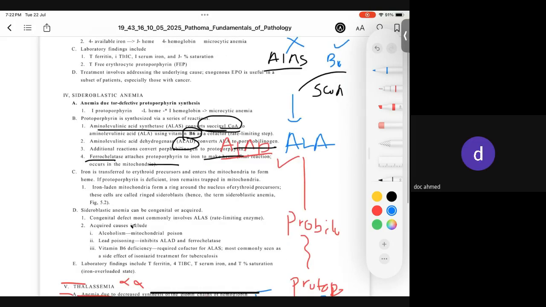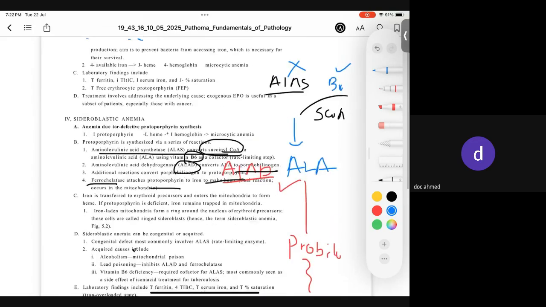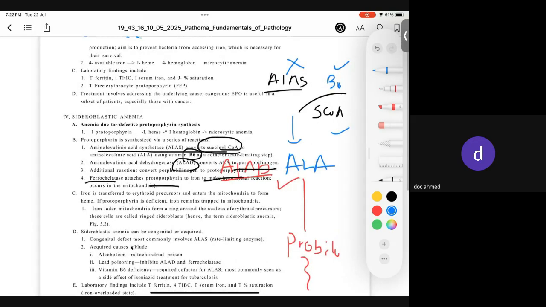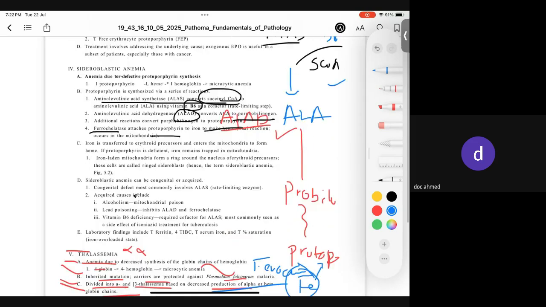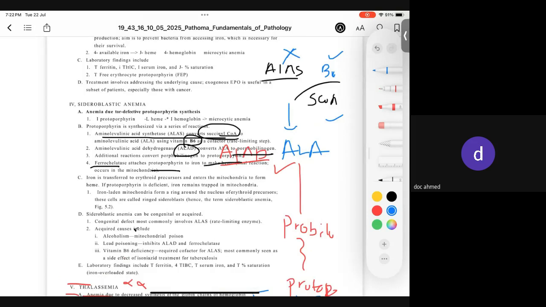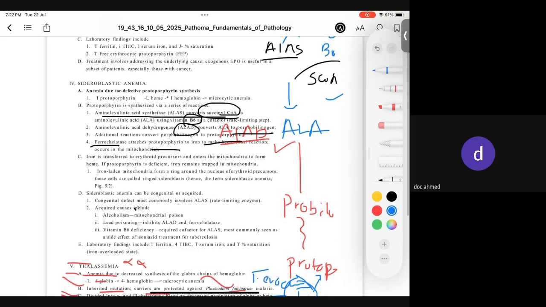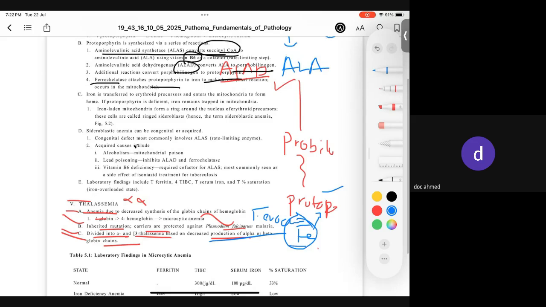So remember one thing: alcoholism. All of this process basically occurs in the mitochondria. You can see this is your iron. For example, if you have a congenital deficiency of ALAS, what would happen? You cannot make protoporphyrin, but still the iron would be present there in the mitochondria, waiting for the protoporphyrin to be made and for the combination of them to make heme.